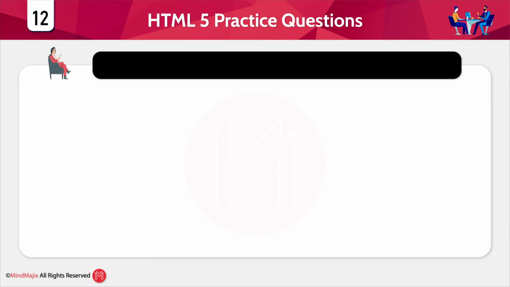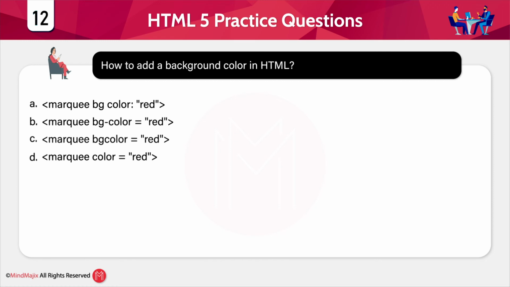Now the next one, how to add a background color in HTML? Marquee bgcolor colon red, or marquee bg-color equals red, or marquee bgcolor equal to red. Which is the correct option to add a background color in HTML?